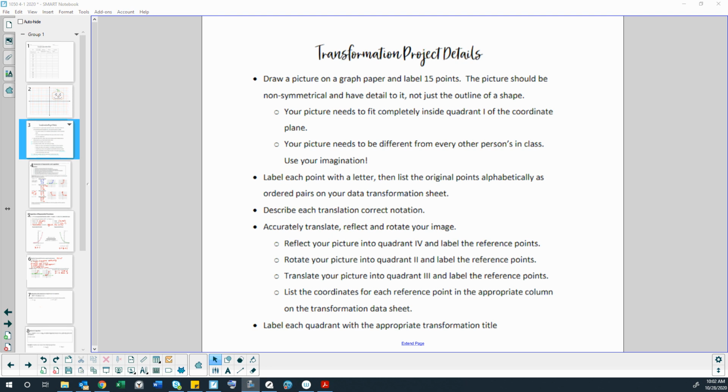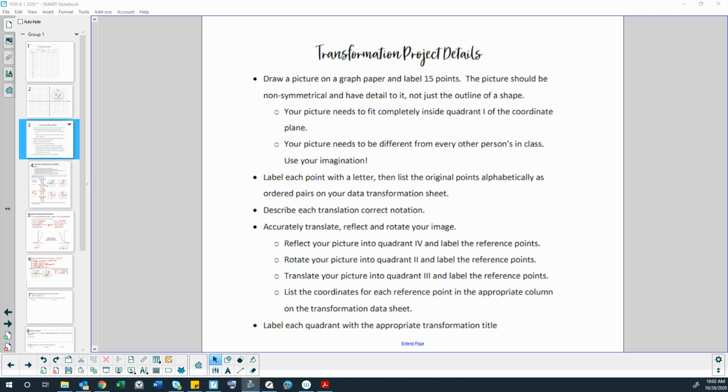Your picture needs to fit completely inside quadrant 1 of the coordinate plane. Your picture needs to be different from other people's pictures in the class. Use your imagination. Label each point with a letter, then list the original points alphabetically as ordered pairs on your data transformation sheet. Describe each translation, correct notation.